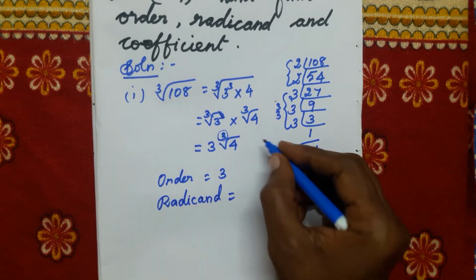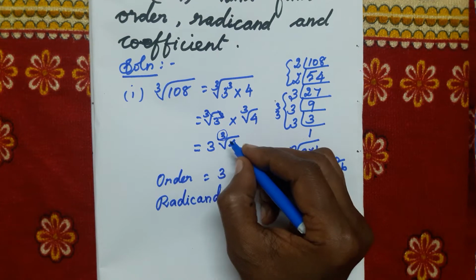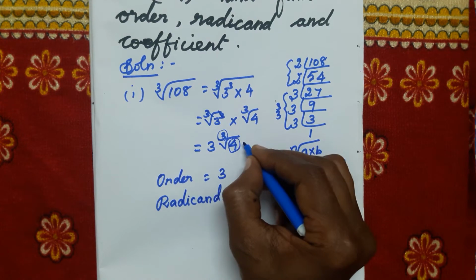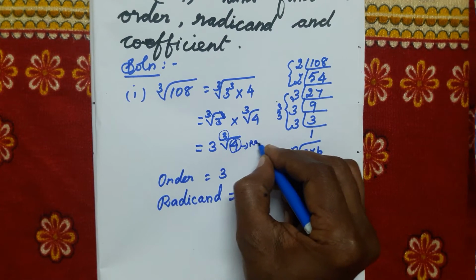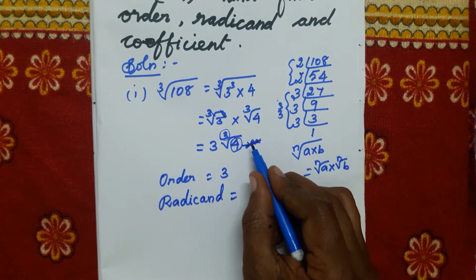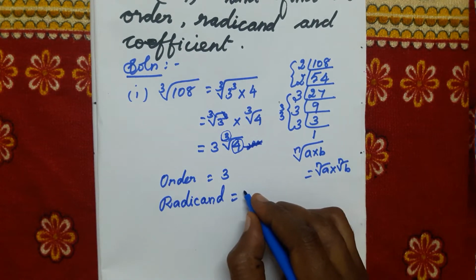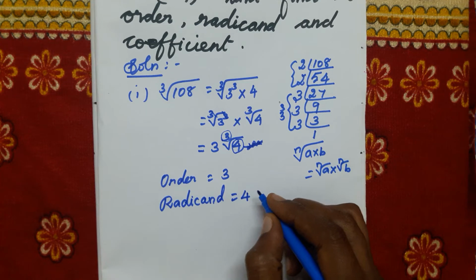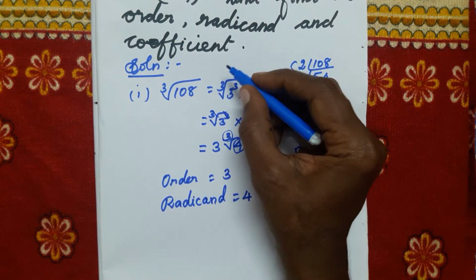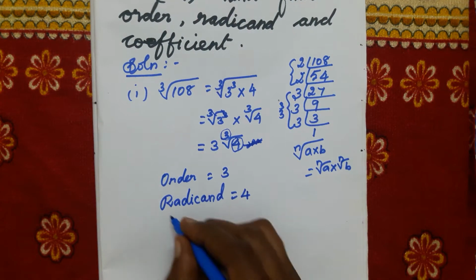Radicand is equal to 4. Inside here, it is the radicand. So the radicand is equal to 4. Next, what's the question? Coefficient. What's the coefficient of this?